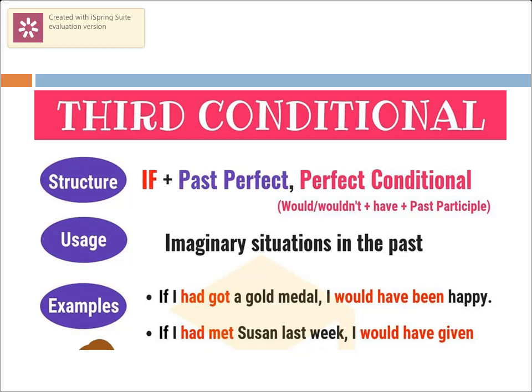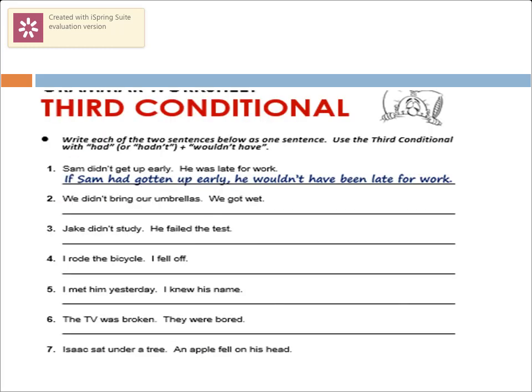If I had got a gold medal, I would have been happy. So that means I did not get a gold medal, and I'm not happy. Hence I was sad and I was not happy. Both the condition and the result are in the past time. So we are talking about imaginary situations in the past.